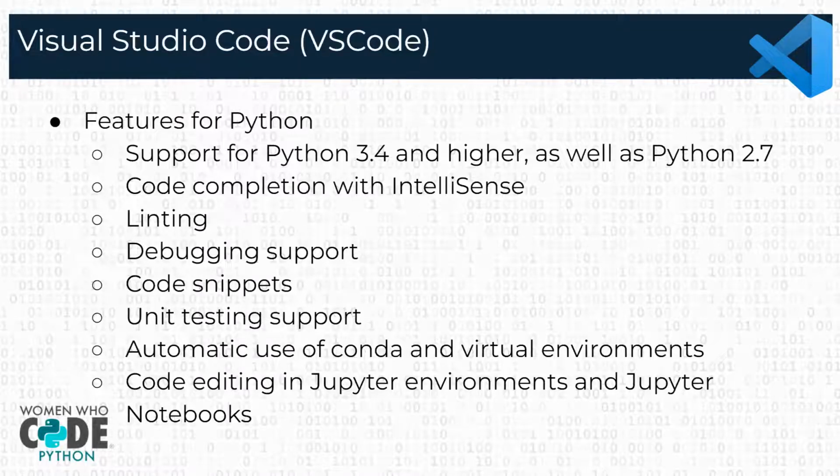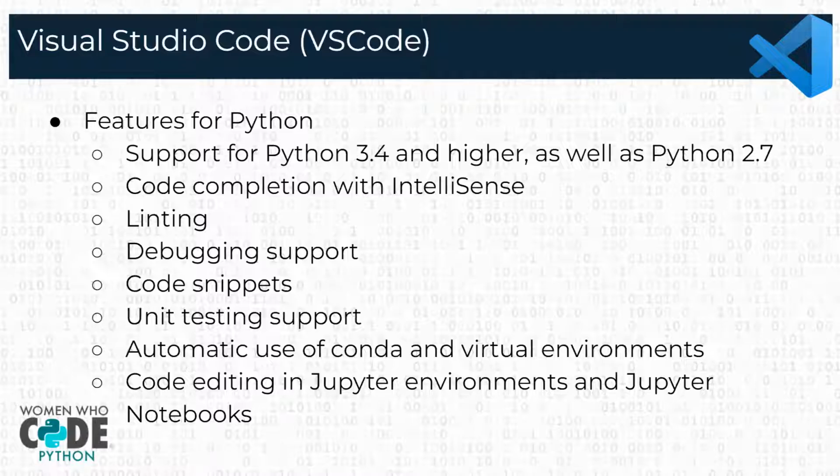Here are some features for Python. Visual Studio Code supports Python 3.4 and higher, as well as Python 2.7. It comes with code completion with IntelliSense. IntelliSense is a general term for various code editing features, including code completion, parameter information, quick information, and member lists. IntelliSense features are sometimes called by other names such as code completion, content assist, and code hinting.